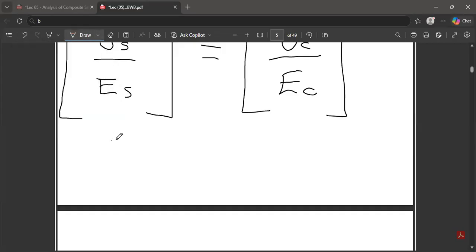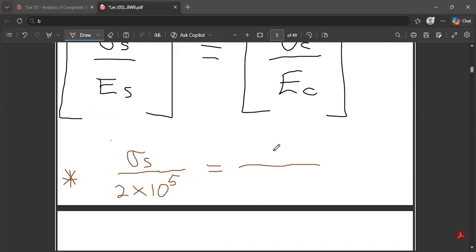So let's proceed, and that is going to give us something like this. The stress in the steel rod over the elasticity of steel, which was 2 times 10 exponent 5, is equal to the stress of the copper all over 1.2 times 10 exponent 5.